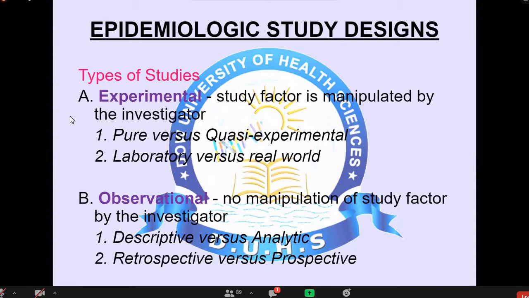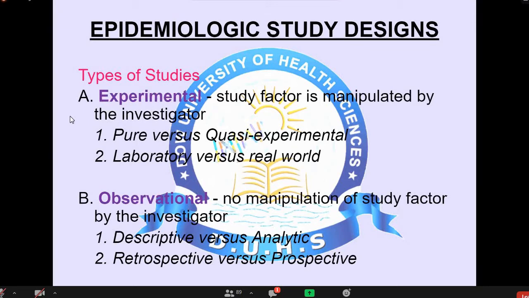The experimental studies may be pure 100% experiments. Those are called RCTs. We'll see in the later slides what RCT means. RCT means randomized controlled trials.